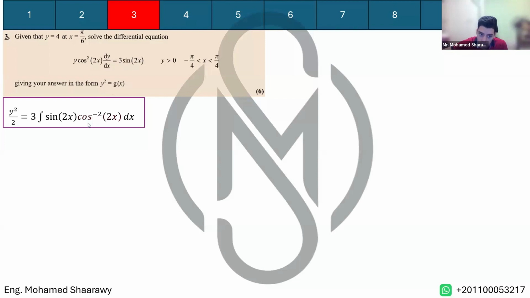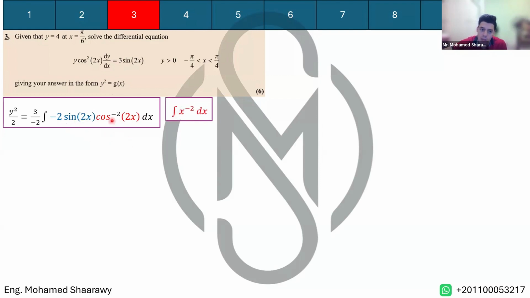Okay, now let me think. If cosine 2x, what's the differentiation of it? The differentiation of cosine 2x is negative 2 sine 2x. Okay, but I'm not having negative 2 sine 2x here. So I can both multiply and divide by negative 2 at the same time. So this will be negative 2, and this will be over negative 2, as if I multiplied it by 1. Okay, now I can apply the reverse chain rule because for cosine 2x, its differentiation is written next to it. It's negative 2 sine 2x.